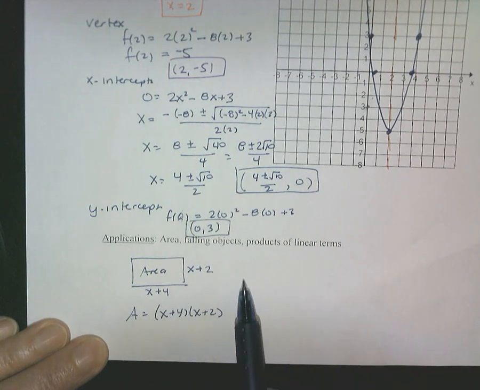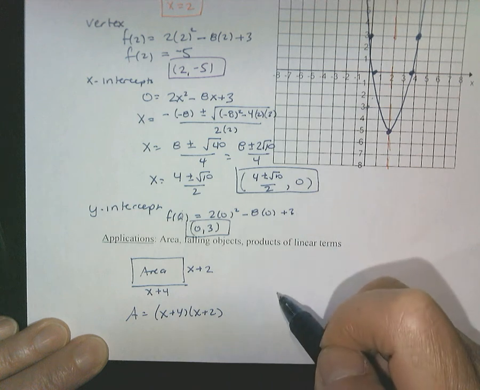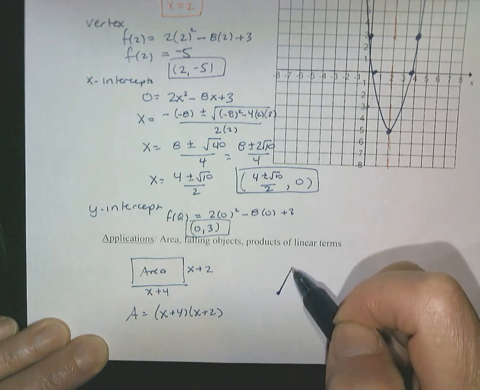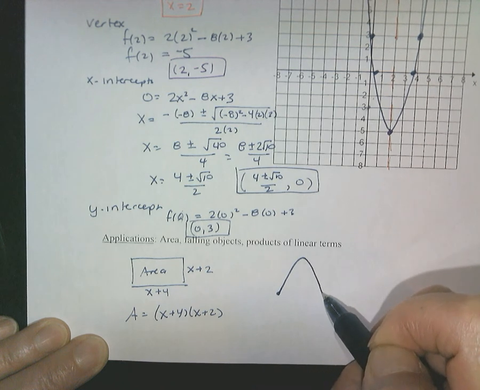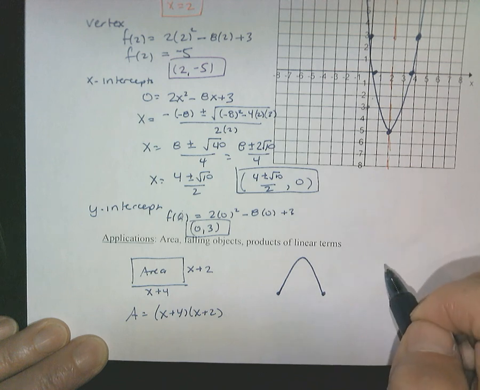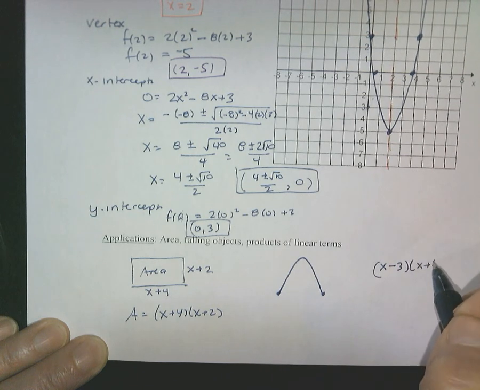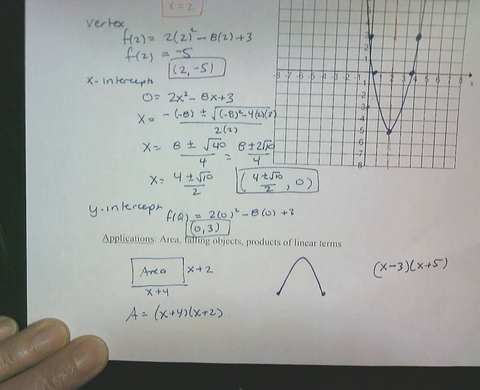It could be where you have a falling object. So usually, because of gravity, if an object gets shot up in the air, it's going to come back down in a parabolic shape. So we're going to have to talk about falling objects, projectiles. And then any kind of products of a linear term. So if you had a product of numbers, say one number was represented by x minus 3 and the other number was represented by x plus 5, and you multiply these together, you're going to have a quadratic.